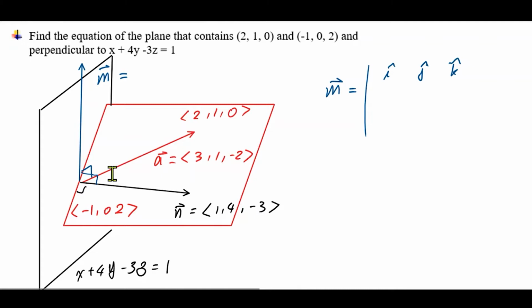So we need to create a vector that is perpendicular to this n and still containing these two points. So we use that vector and then we cross it. You know what I'm saying? Okay, so let's cross it. So we do n first. Okay, the rows are 1, 4, -3, and 3, 1, -2.